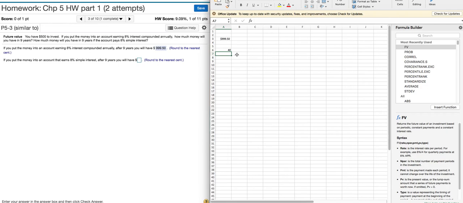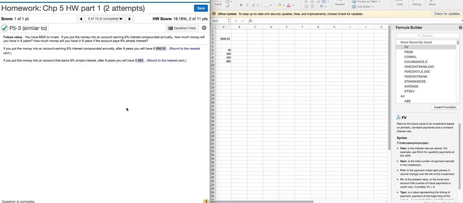So really we would have that $40 times 9 years, and we would earn $360 of interest. And if we add that to the principal that we started with, the $500 principal amount, we would then have the interest plus the principal. So we'd have $860 at the end of 9 years. And that's again with simple interest.